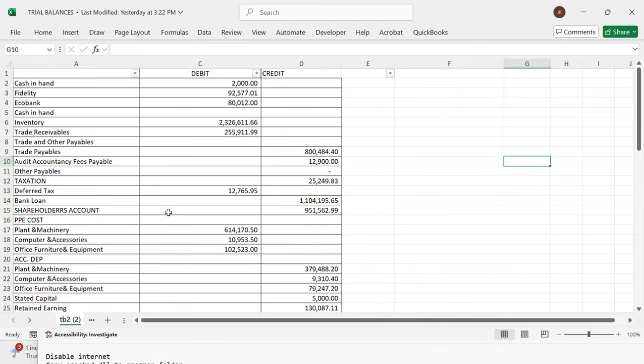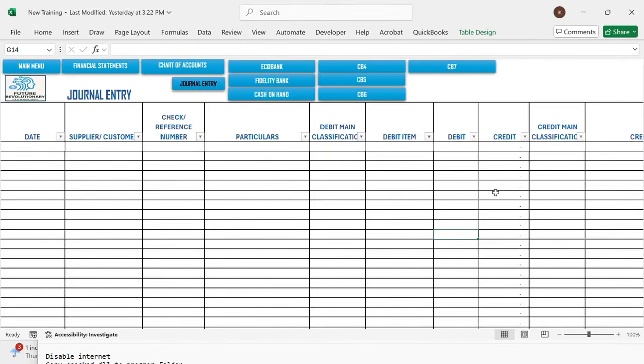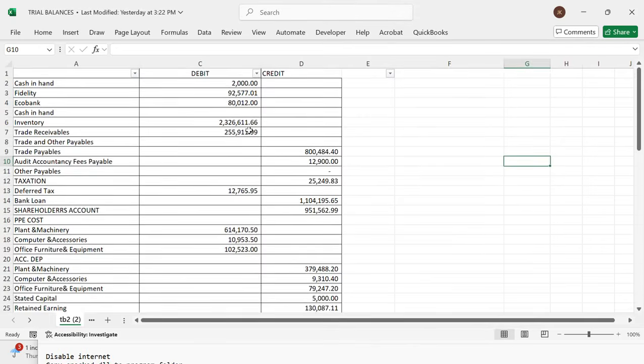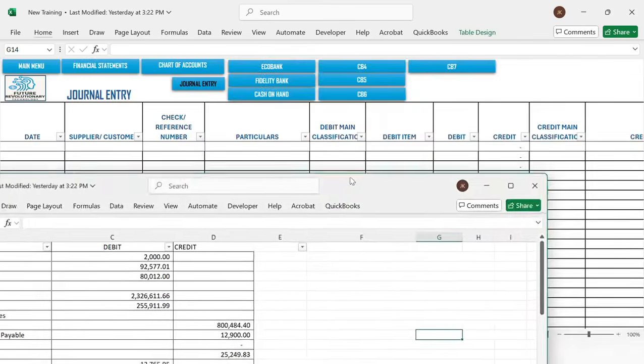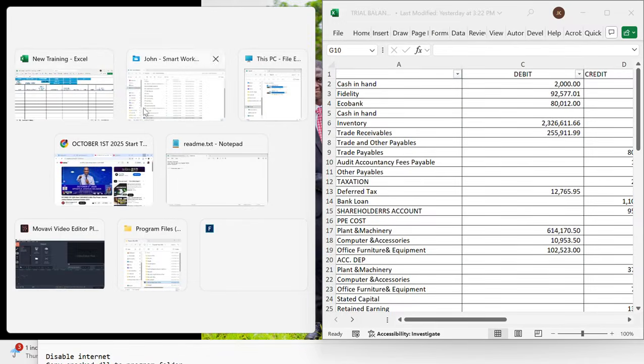Bear in mind that this software was done to separate cash transactions from non-cash transactions, for simplicity, right? So this becomes the opening balances, and for the cash and bank opening balances, we are not going to use the journal entries. We are just going to enter them in the cash books, right? Let us make this side by side.